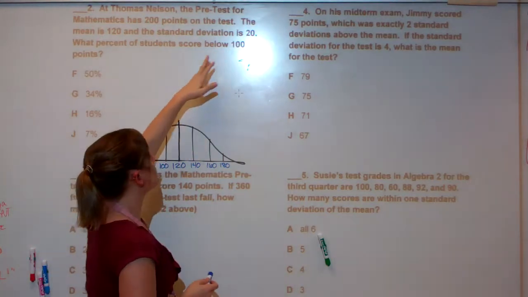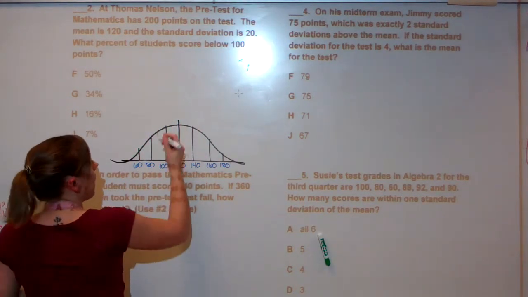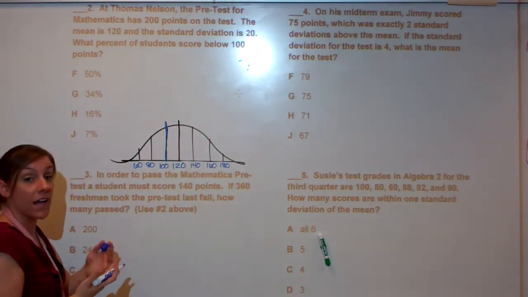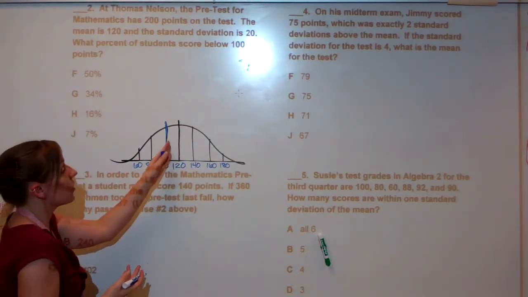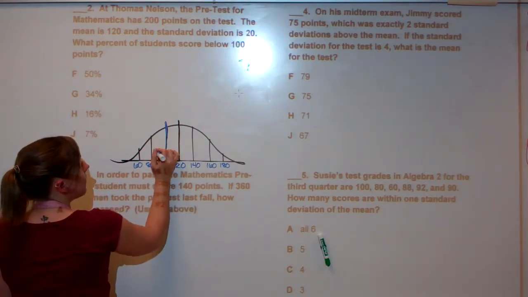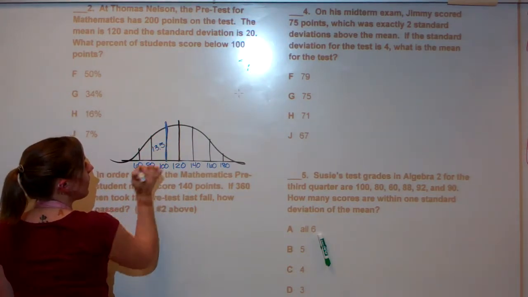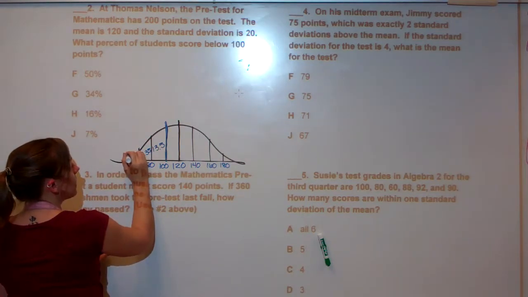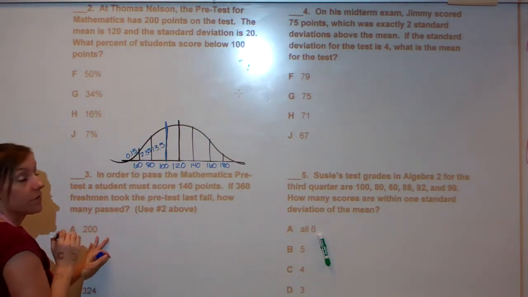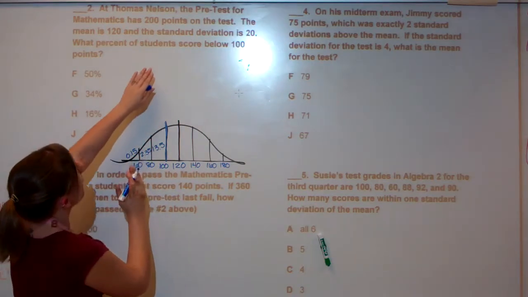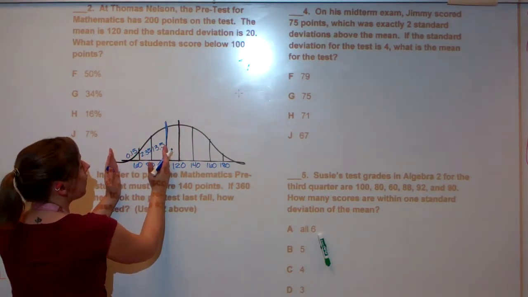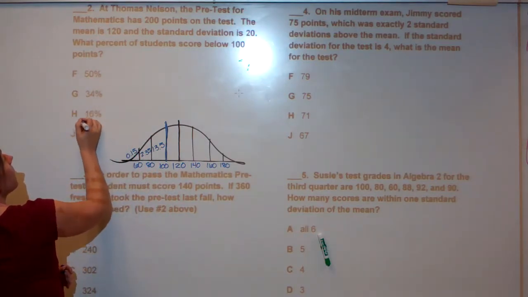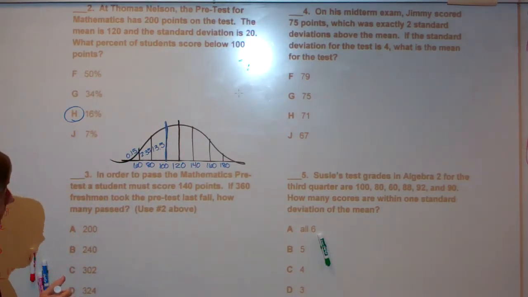Well, since 100 is actually on a line, then we do not have to use the z-score. We just have to remember our percents. So this one was 34. Remember, this one is 13.5. This one's 2.35. And this one is 0.15. So, since we're talking about anyone that scored below 100, that is this much. So if you add those three together, that's how you get your 16.